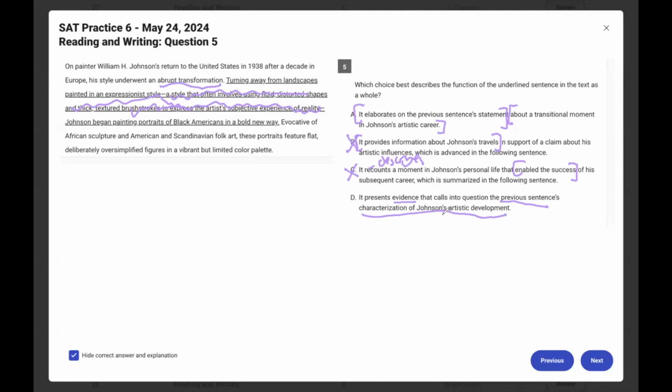Furthermore, is the underlined statement evidence that makes one doubt whether Jonson moved away from expressionist painting? No, it's not. There's nothing that it's saying here that would call into question how his style had changed. So this is incorrect, which means that choice A is the only one with all of the parts that are true. So this is the correct answer, which is, again, it elaborates on the previous sentence's statement about a transitional moment in Jonson's artistic career.